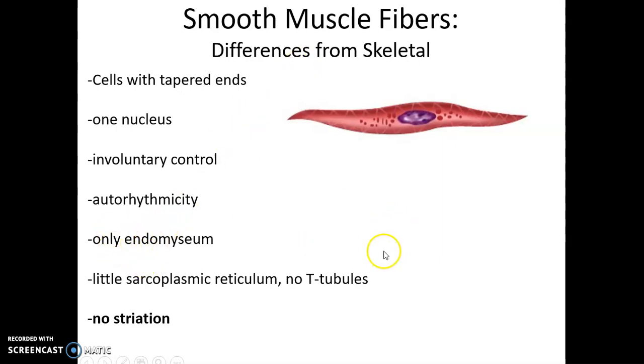Smooth muscle tissue only possesses endomysium, only has connective tissue around individual cells. There is little to no sarcoplasmic reticulum and no T-tubules in the smooth muscle cells. And of course, no striations. That's why they're called smooth.